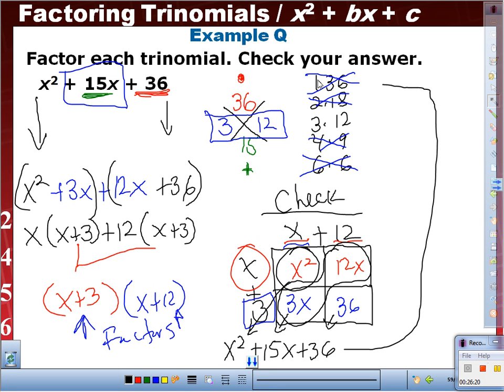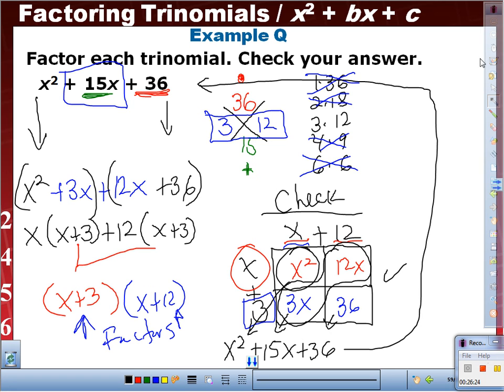Did we end up with what we started? Yes, and that's how we check. I know, it's a lot of stuff, right? But now we're putting together everything that we've learned in regards to polynomials.